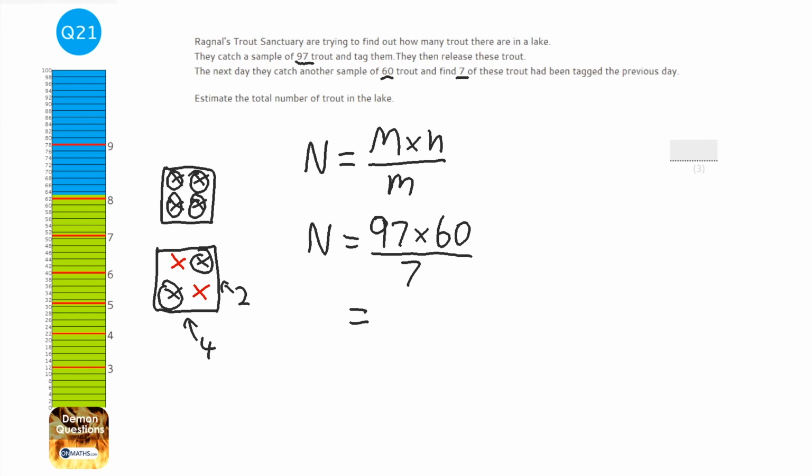And now you often get a decimal. So I've got 831.428, blah, blah, blah. Now it says estimate the number of trout. So we have to have a whole number. So it's just going to be rounded to the nearest whole number. So that's 831.